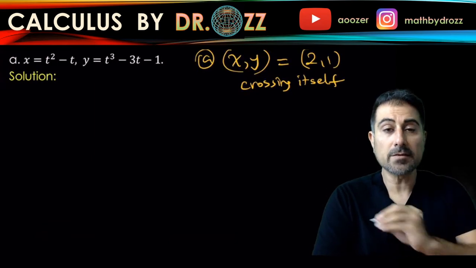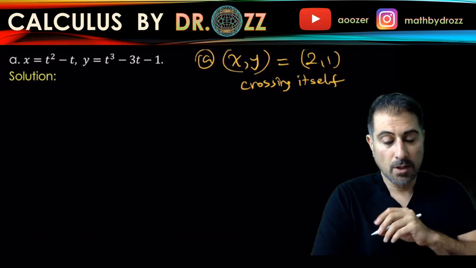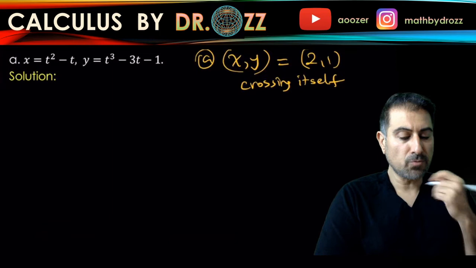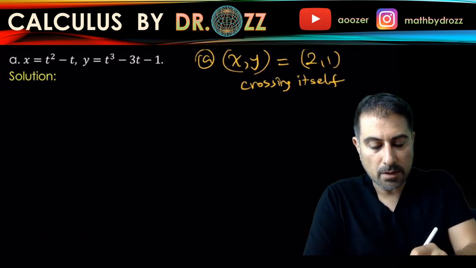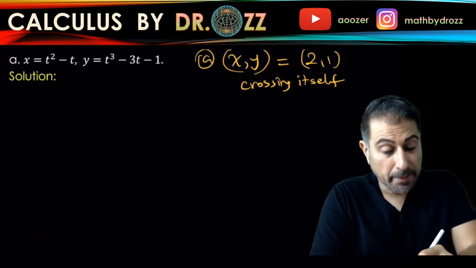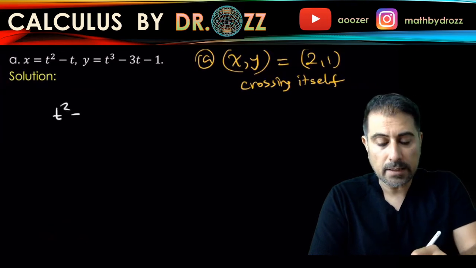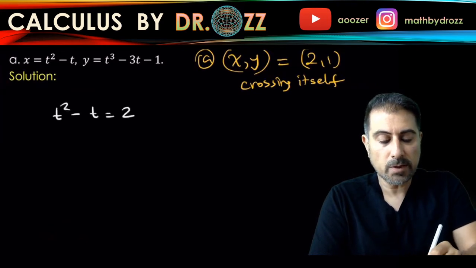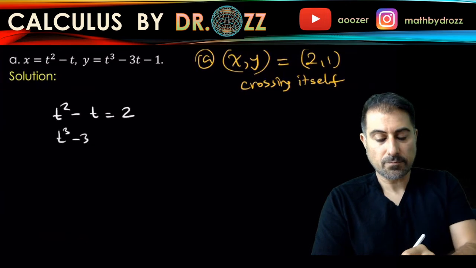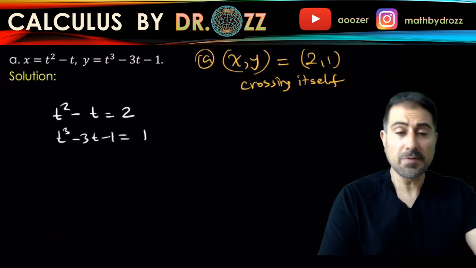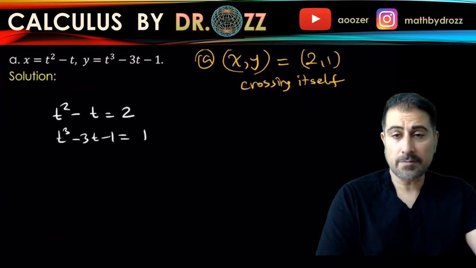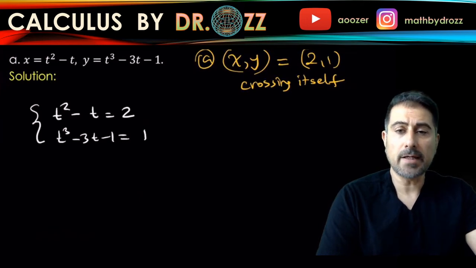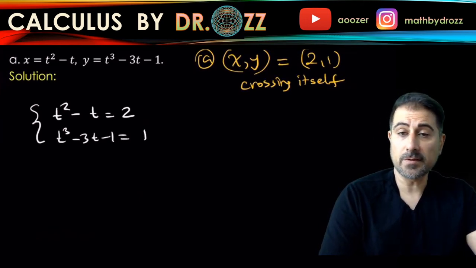What I'm going to do next is find the t value yielding x equals 2 and y equals 1. So I'm going to solve t squared minus t equals 2 and t cubed minus 3t minus 1 equals 1. Now you have a system of equations to solve. You can pause the video at this moment and try exploring how to solve these two equations for t. I'm going to show you my way, and yours could be totally different.